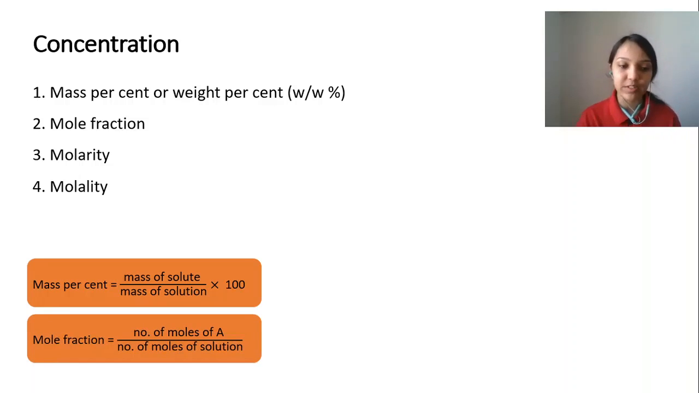Next is the mole fraction. Mole fraction is the number of moles of a particular component in the entire solution. For example, say you have two components, A and B. To find the mole fraction of A, you take the number of moles of A divided by the number of moles in the entire solution, that is, moles of A plus moles of B. This gives the mole fraction of A.